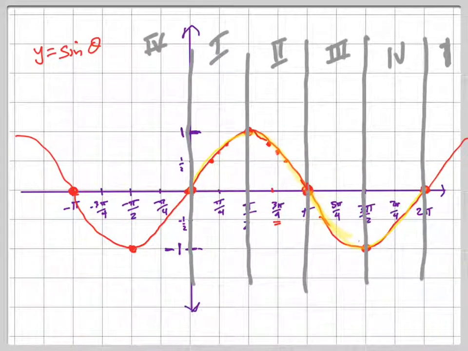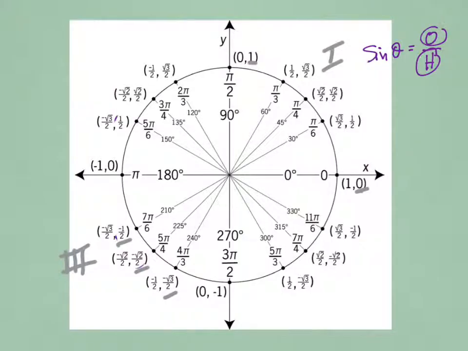Okay, now let's do another one. I'll do it quicker this time. Now let's do y equals the cosine of theta. What's the cosine of theta going to look like? Let's just do it quick. What's the cosine again? It's the x values. Do you see the x values? Where do they start?